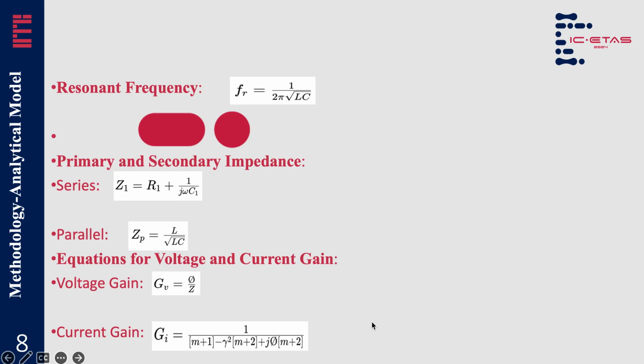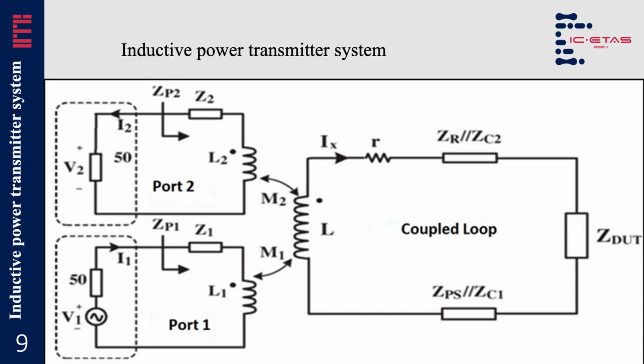Okay. Now let's look at the model itself, the inductive power transfer system. So here is the system. We have port 1, we have port 2, and we have the coupled loop. Port 1 is the inductive loop for inductive power transfer to the coupled loop. Once the energy is transferred from this loop, it is first retained here in the coupled loop, which then transfers it to the secondary stage. Port 2 is the secondary stage, while port 1 is our primary stage.